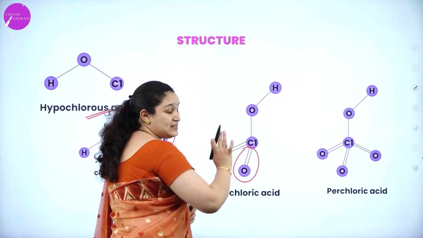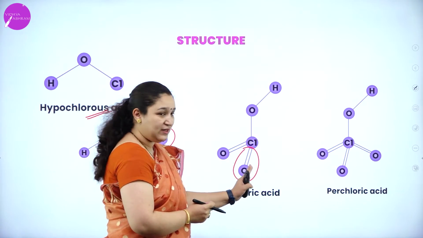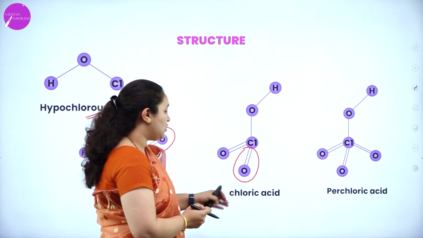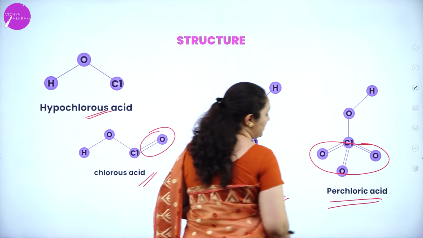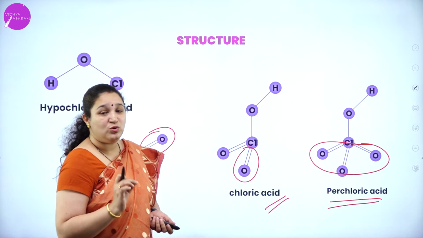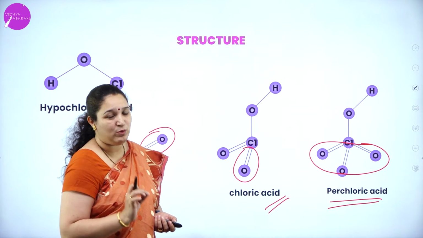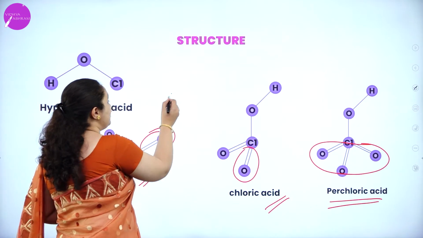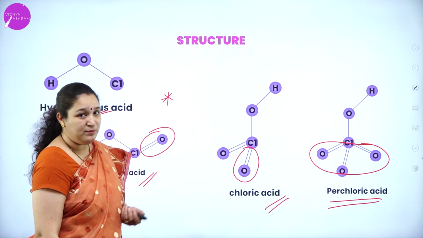See, HOCl is as it is. As the oxygen is increasing, for the chlorine atom we are putting the double bond oxygen. So now we have 2 double bonded oxygens, which is chloric acid, and when we have 3 double bonded oxygens to the chlorine atom, it becomes perchloric acid. So it's very easy to remember how to write the structure of the oxo acids of chlorine. Only chlorine is there in your syllabus. And this is important because they have asked it in your previous paper. Fine, shall we move on?